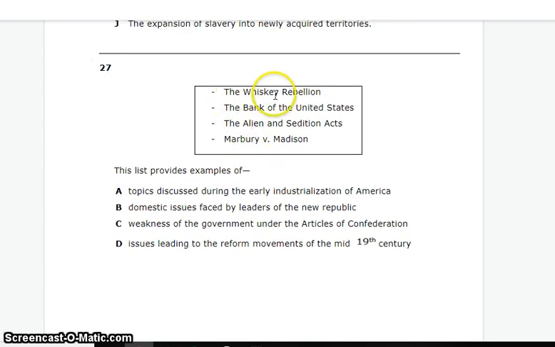27. The Whiskey Rebellion, the Bank of the United States, the Alien and Sedition Acts, Marbury versus Madison. This list provides examples of A. topics discussed during early industrialization of America. B. Domestic issues faced by leaders of the new republic. C. Weakness of the government under the Articles of Confederation. D. Issues leading to the reform movements in the mid-19th century.